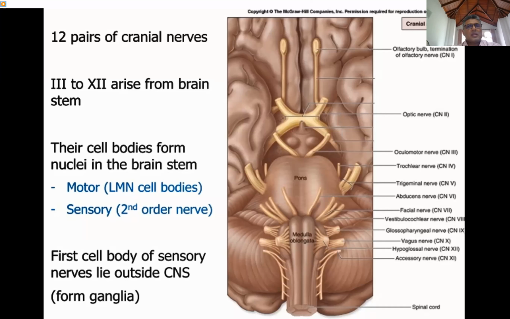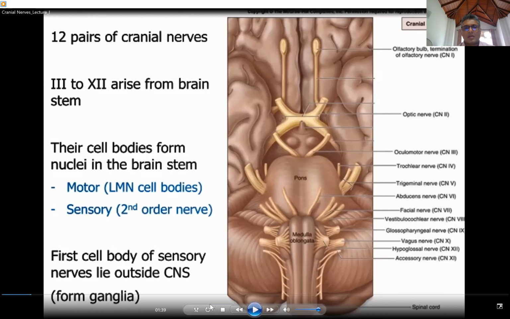Now the first two cranial nerves, the olfactory nerve and the optic nerve, they are attached to the cerebrum. They arise from the cerebrum, and there are no connections with the brainstem when it comes to the first two cranial nerves. From the third to the 12th cranial nerve, they all arise from the brainstem. Therefore, their cell bodies of the neurons are found in the brainstem. So that is what we are discussing in the first part of this lecture.